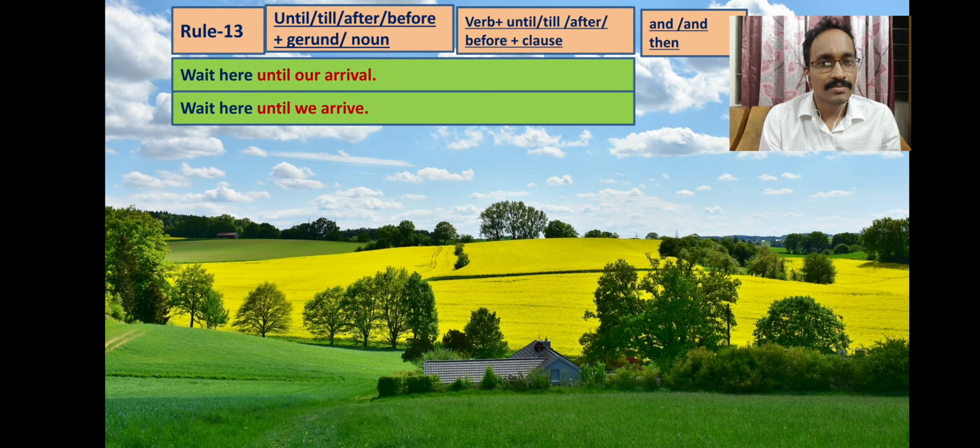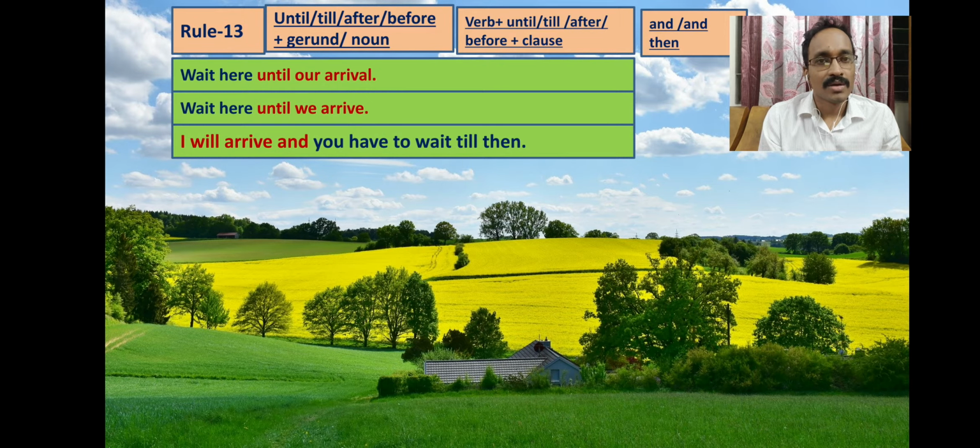So see the complex sentence: wait here until we arrive. So the phrase our arrival has been turned into a clause by using a subject and a finite verb. From our we got the subject we, and from arrival we got the verb arrive. Now how to make it a compound sentence?